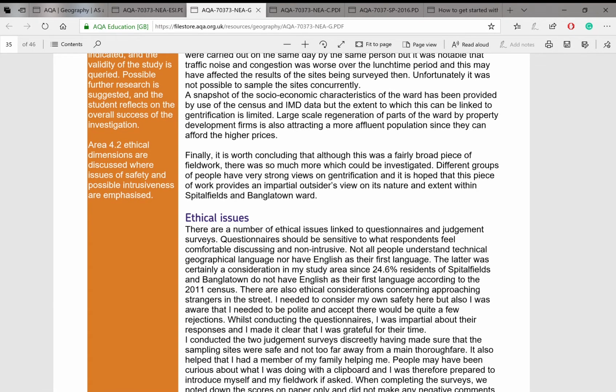And then they talk about what else they could have done. So this was a broad piece of fieldwork. Much more could have been investigated. Obviously, they are students, so they have time constraints and they can't do everything, but they talk about what they could potentially have done.